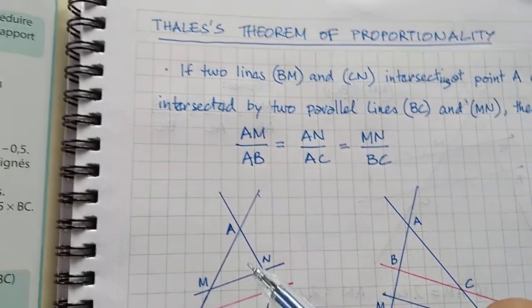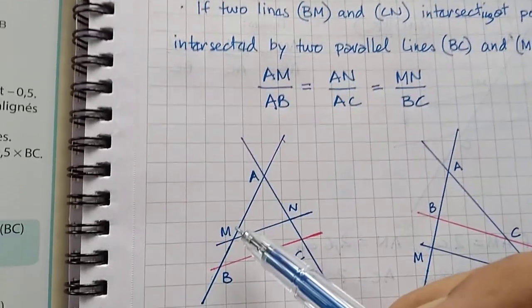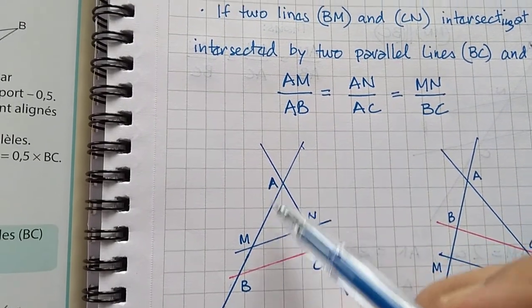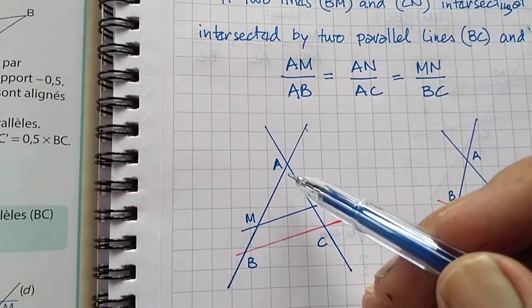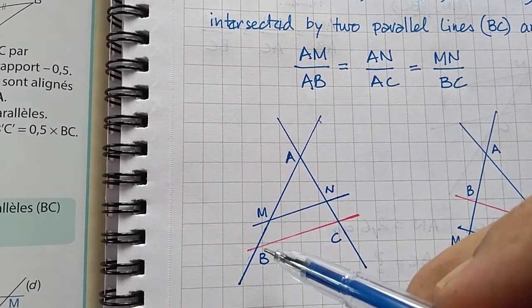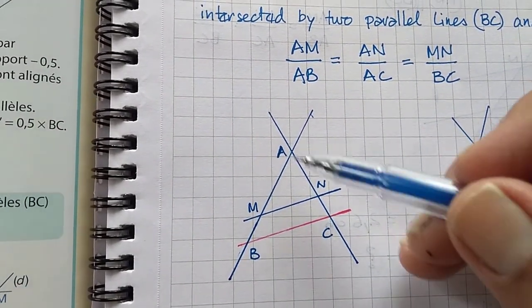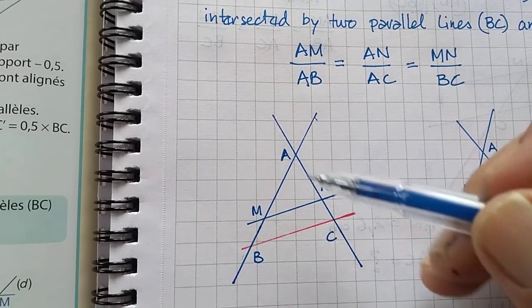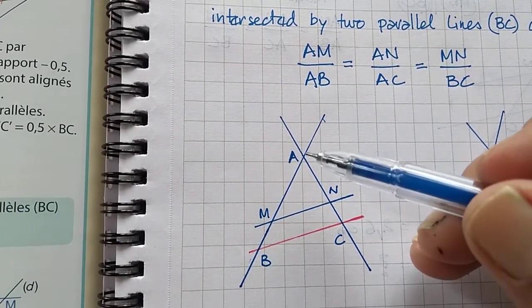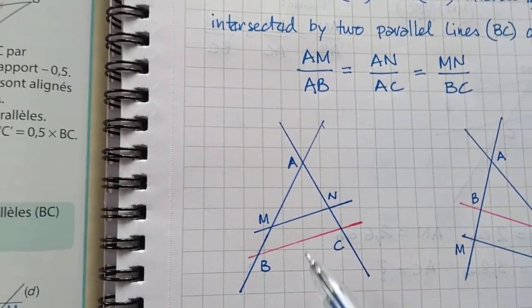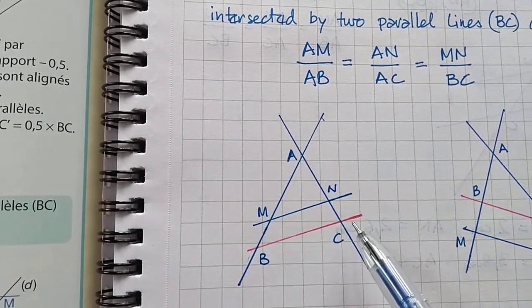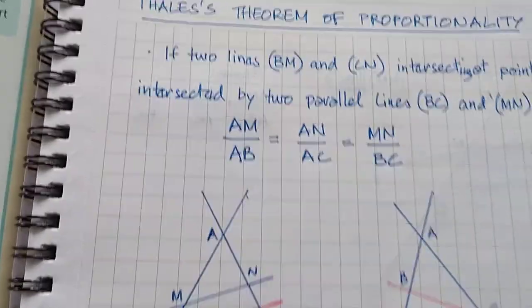What are these ratios? AM sur AB. Yeah, this will be in this case less than 1 because AM is smaller than AB. That is equal to AN over AC, which is also equal to MN over BC. Now this is the théorème de Thales.